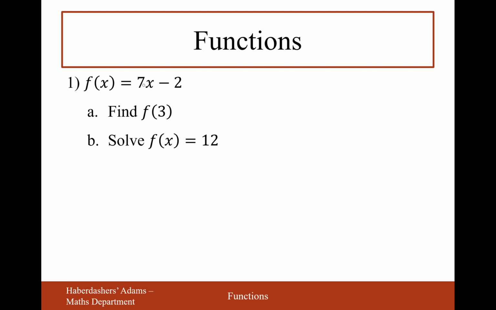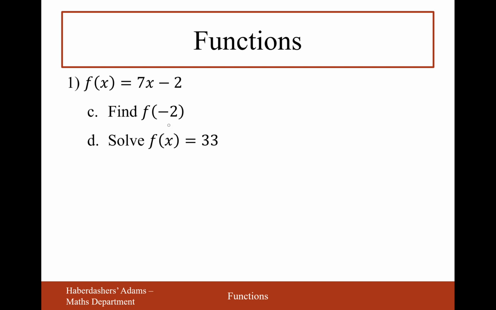So first it says find f of 3, so we'll put 3 into the function. That'll make it 21 minus 2, which is 19. And then it says part B, solve f of x equals 12. So we need to make an equation where 12 is the answer to that, and it's f of x, so we use the f of x function. We'll then add 2 onto the other side and divide by 7, and we get x equals 2. Let's move on to questions 1c and d. Pause the video and have a go at these.